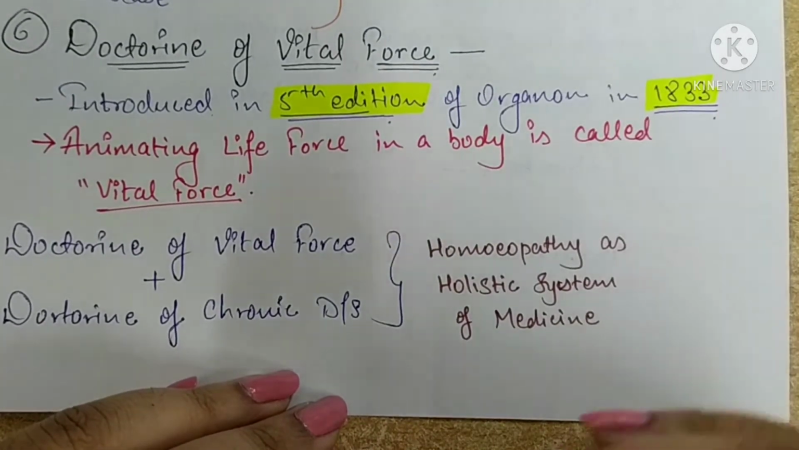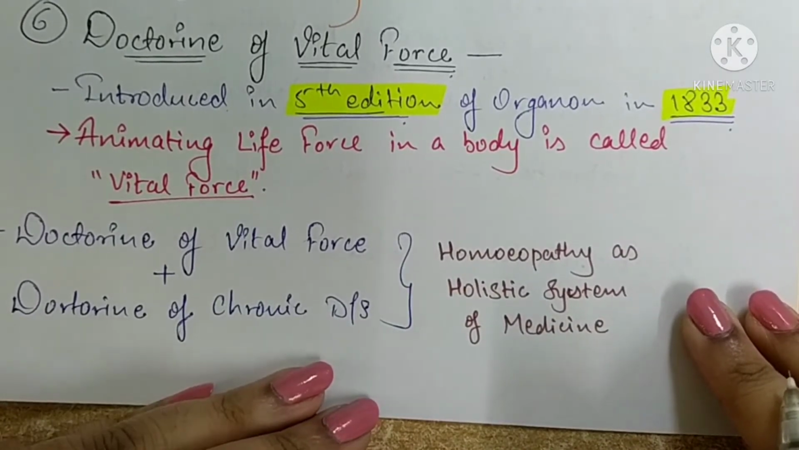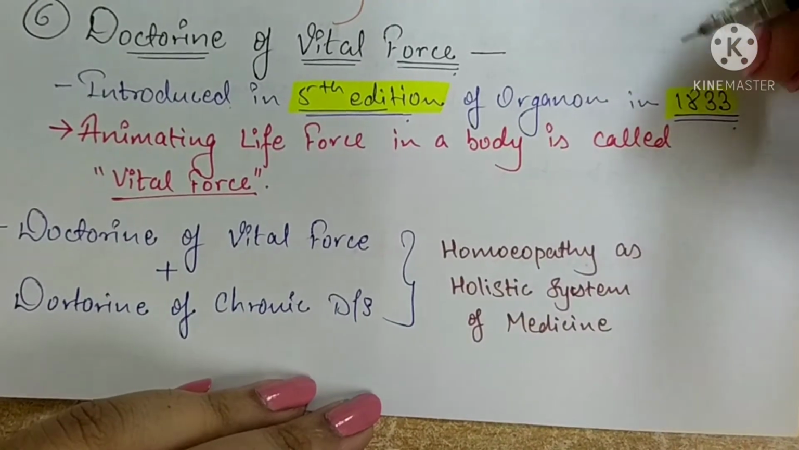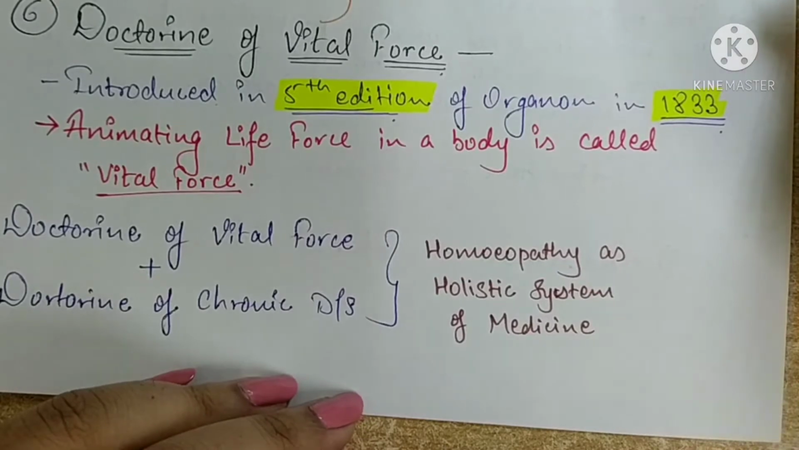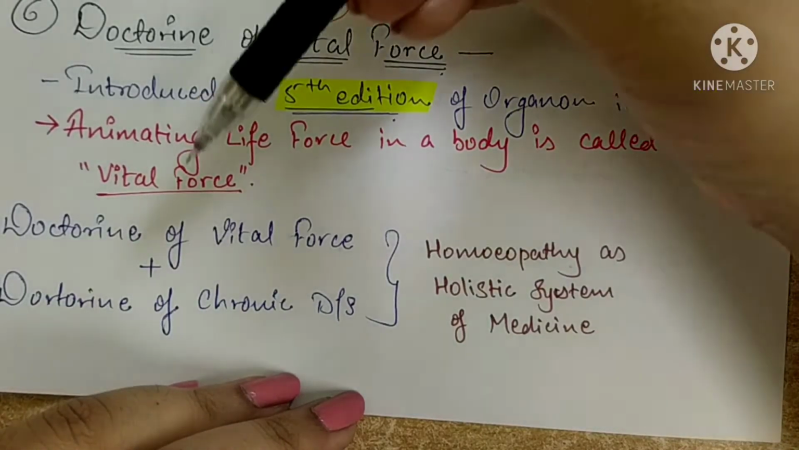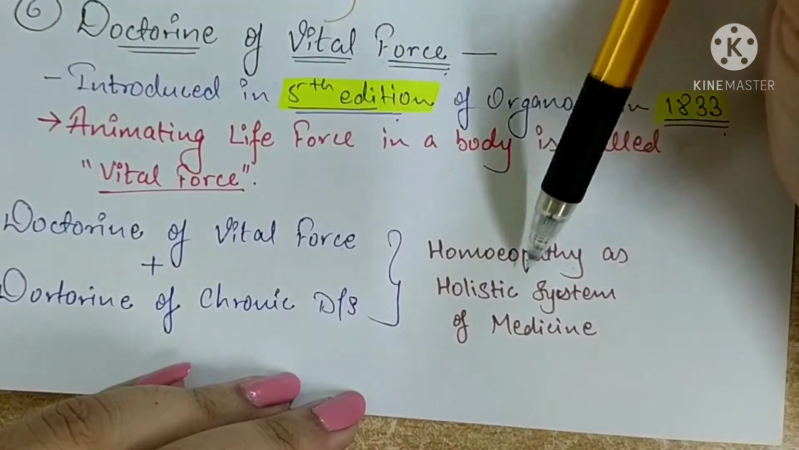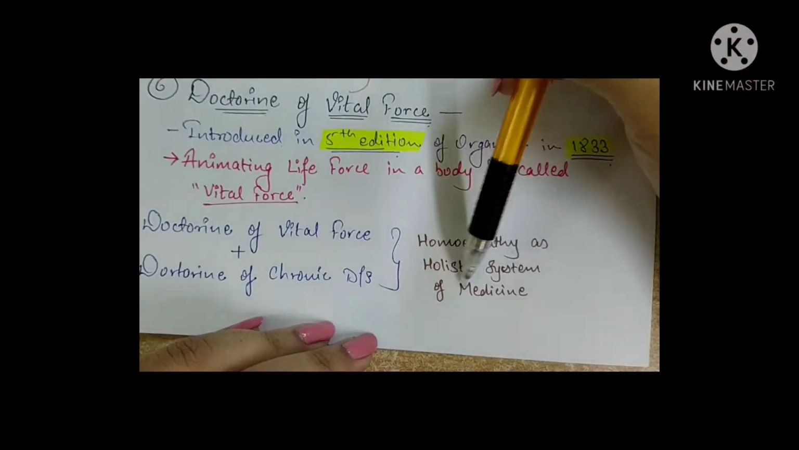Now let's see the sixth one, that is the doctrine of vital force, which was introduced in the 5th edition of Organon in the year 1833. So what does vital force mean? The animating life force in a body is called vital force, which is in a dynamic plane. So doctrine of vital force plus doctrine of chronic diseases, together this forms the holistic system of medicine.